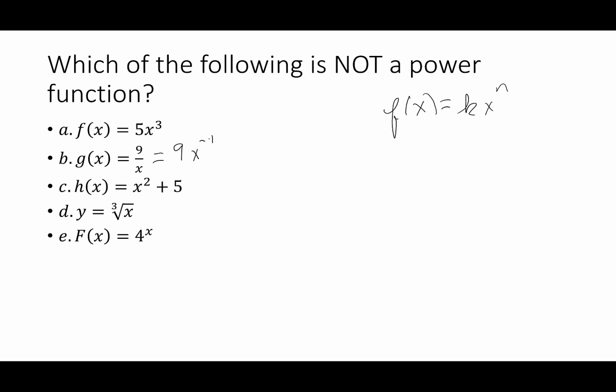C, where h of x is x squared plus 5, this is a problem. This is not a monomial. This is a binomial. So this would not be a power function. D, y is the cube root of x. Well, I can write that as x to the 1/3 power. So I get it back as an exponent, and that says that is a power function. And then the last one says 4 to the x. Now, this is not a power function because the base is a constant instead of the base being the variable. So 2 cases where we don't have a power function.